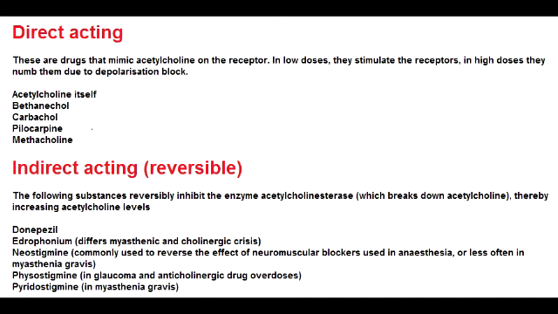What is another use of physostigmine? Another use of physostigmine is to treat atropine overdose. What is the clinical use of Donepezil? The clinical use of Donepezil is to treat Alzheimer's disease. What is the action of Donepezil? The action of Donepezil is to increase the endogenous acetylcholine.